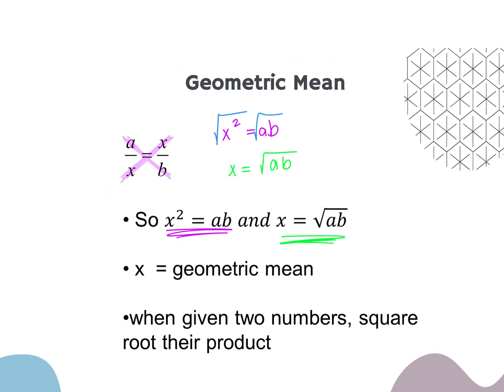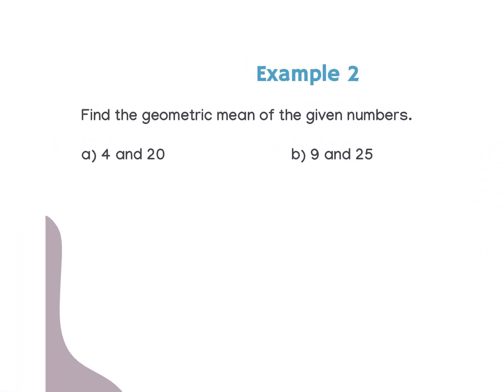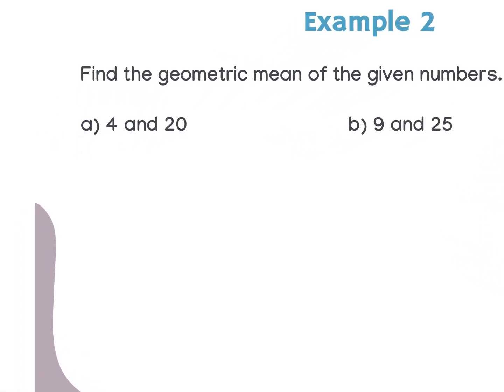So x is my geometric mean. When you're given two numbers, square root their product. Product again means to multiply. So we're going to go ahead and look at the example on the next page, and we're going to solve them. It says find the geometric mean of the given numbers. You will get a question like this on your quiz and obviously definitely on your test.